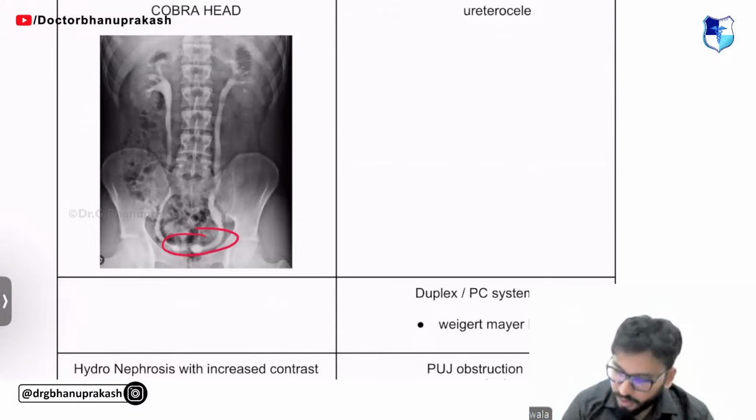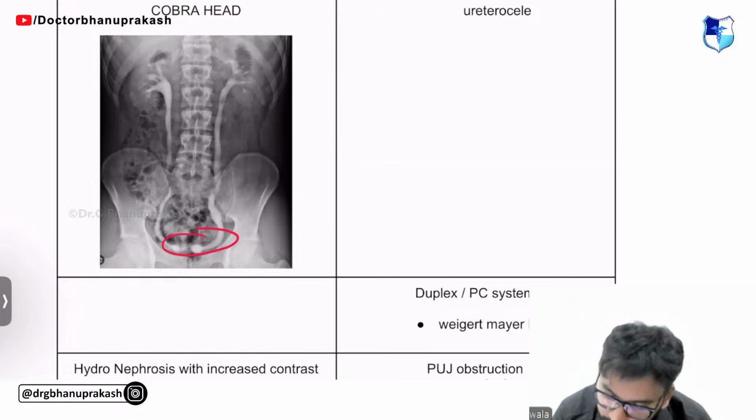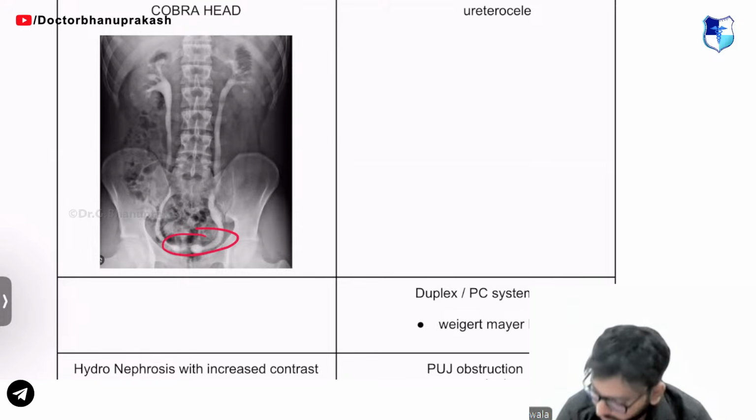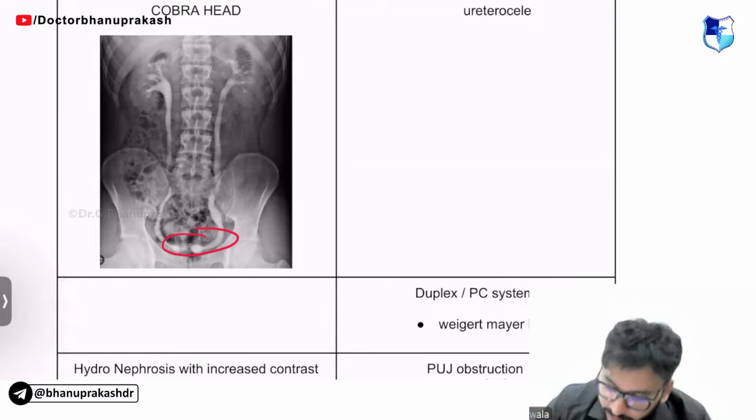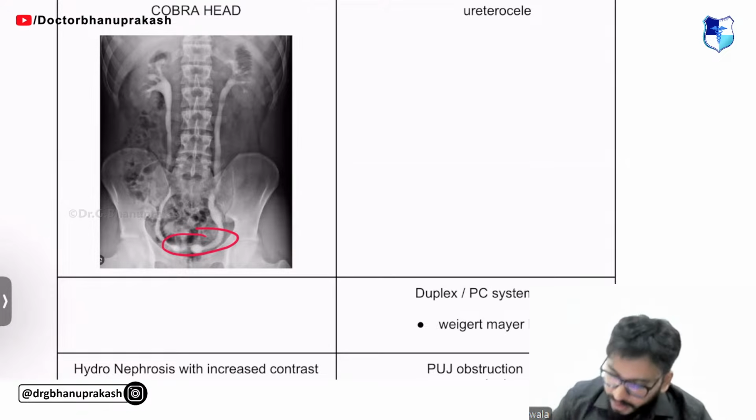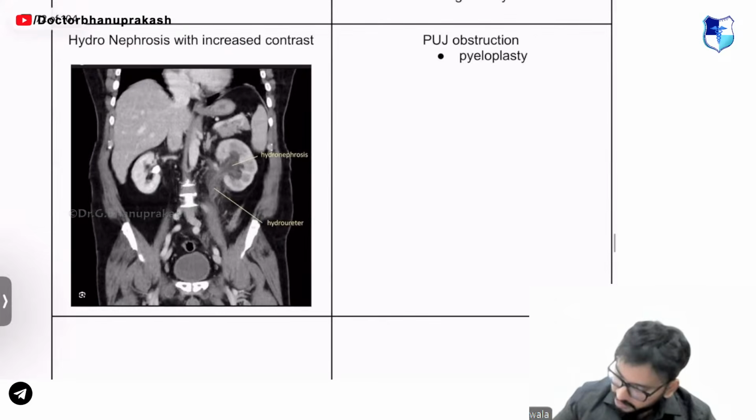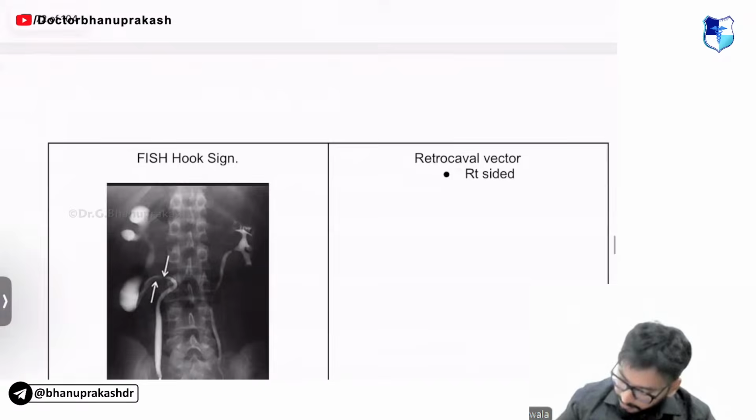Cobra head or adder head appearance. Look at this. This is seen in ureterocele. This is another important question. We'll do only what's most important, guys, and skip what is less important.